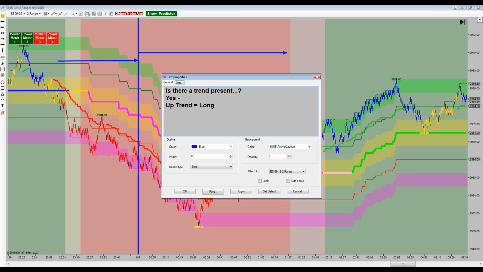So this is the first assessment you do of the chart. You look and see if there's a trend, right? I'm not going to say long trades only. I'm going to say primarily long trades. And of course, if the trend is down, you're primarily looking for short trades.